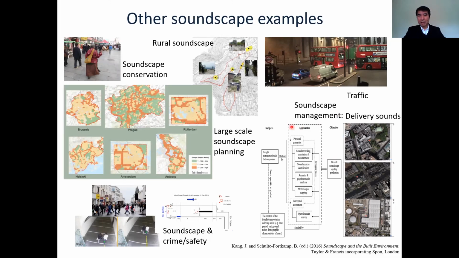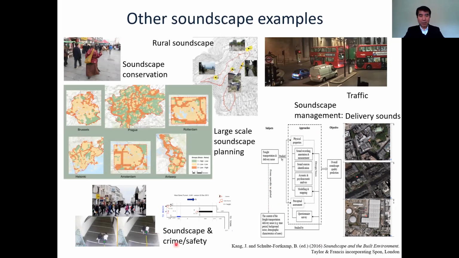And that's an example of managing delivery sound for small shops. With the same delivery sound, because the context is different, in a quiet area, green area, or noisy area, people perceive it differently. Therefore, you have different complaint rates. So this is about how to predict that and to manage soundscape.